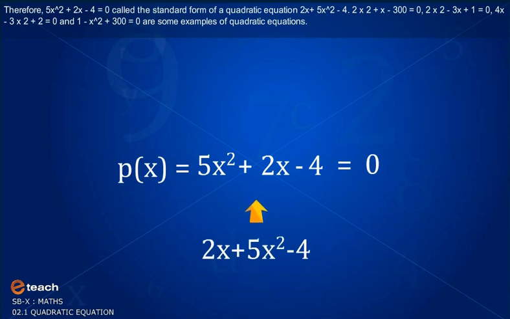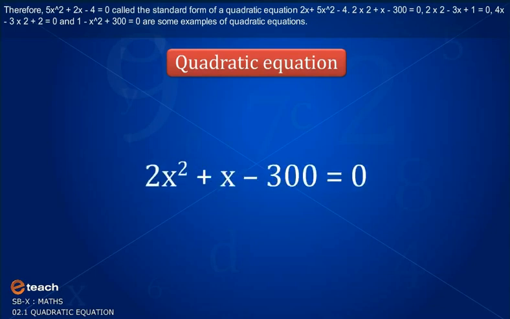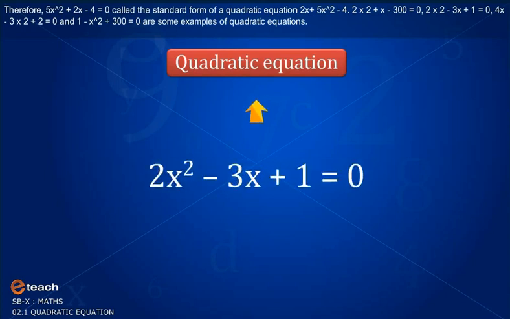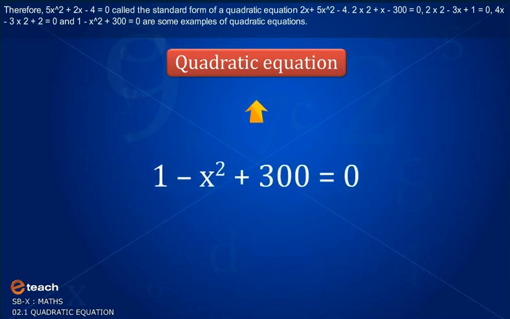2x square plus x minus 300 is equal to 0. 2x square minus 3x plus 1 is equal to 0. 4x minus 3x square plus 2 is equal to 0. And 1 minus x square plus 300 is equal to 0 are some examples of quadratic equations.